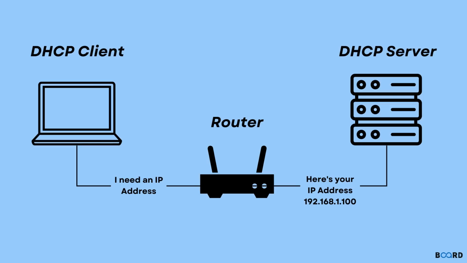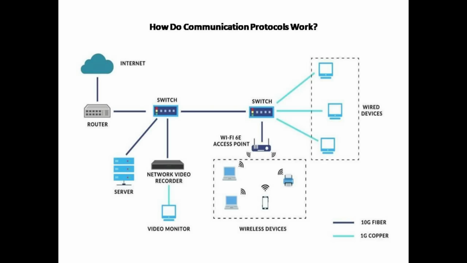These are wired devices connected, and these are wireless devices connected. Similarly, one switch has wireless devices. You observe this image: this is the router, this is the internet provider, the switch and network video recorder, the video monitoring server, the Wi-Fi 6 access points, this printer, mobile, and Wi-Fi receiving devices.